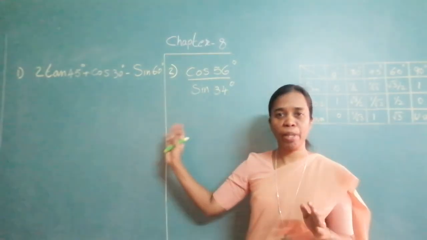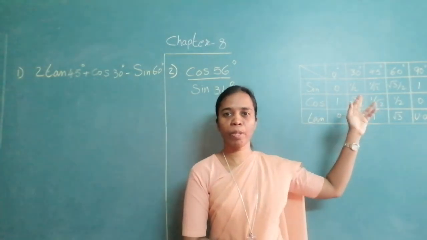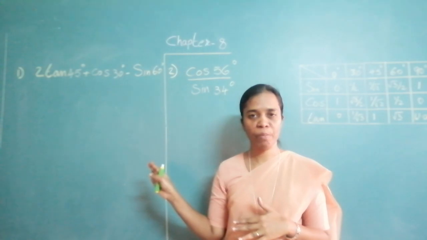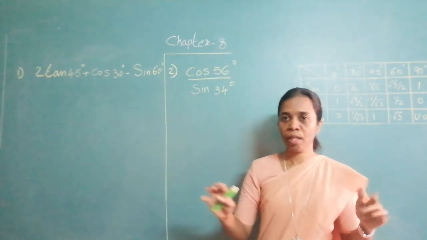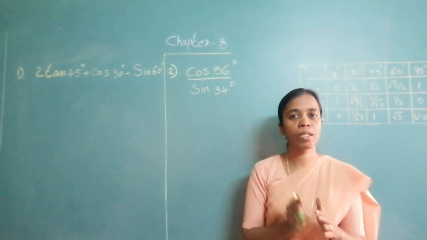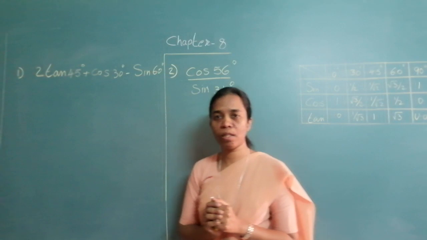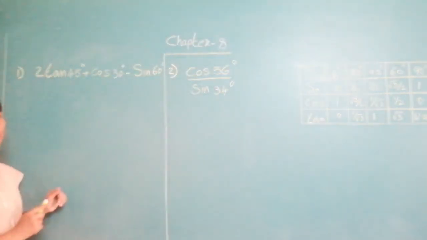First you look at the angle measures. If these angle measures come into the table, substitute the values and solve it. If they do not come into the table, then add the angles and see whether they are giving you 90 degrees. That means somewhere or the other they get cancelled, and you can solve it. Now coming to the first one, let us see how to solve it.